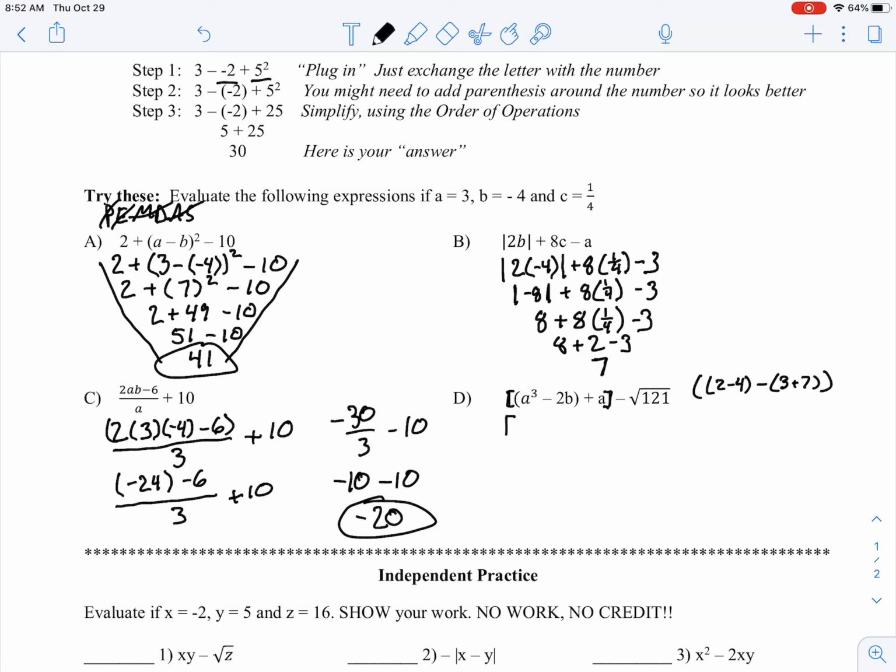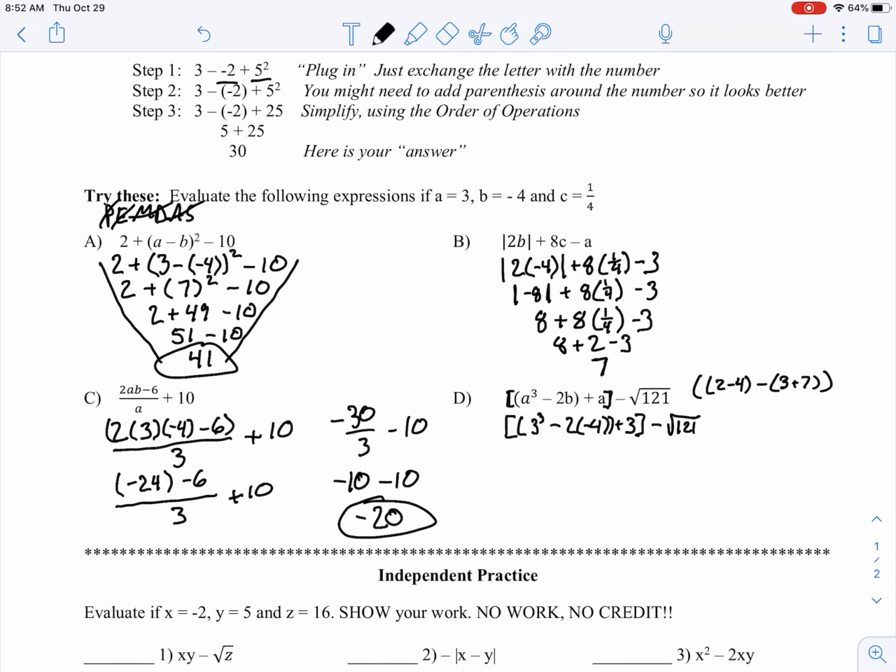Here we go with part D. So a is 3 cubed minus 2 times b is negative 4 plus a is 3, and then minus the square root of 121. All right, so remember our brackets act as parentheses here. Oh, I forgot to close that one off. That's why it can look a little confusing here.